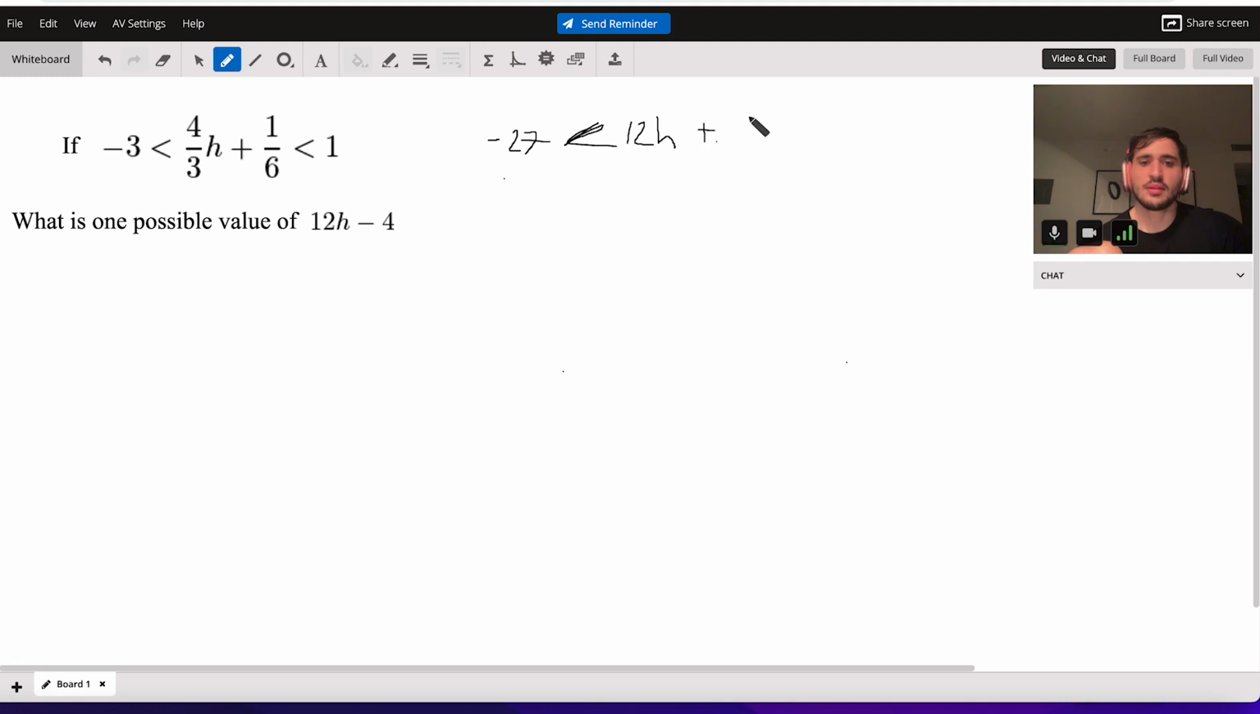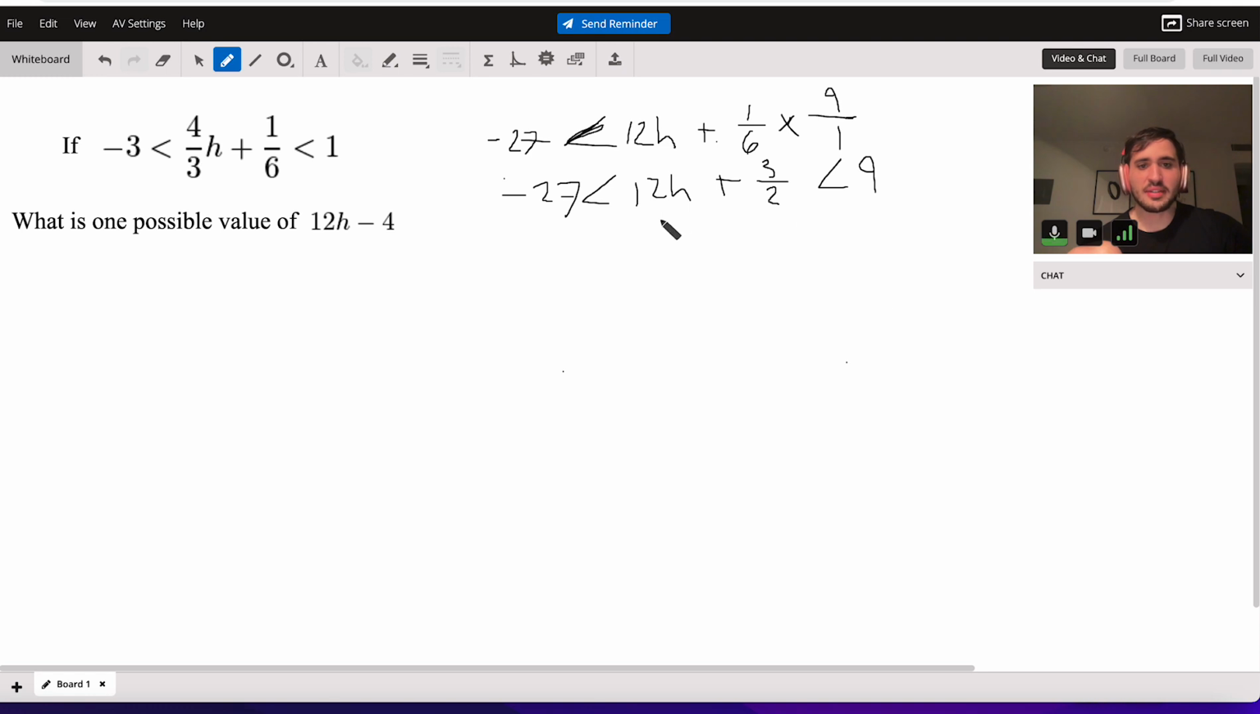1/6 times 9 is 9/6, which simplifies down to 3/2. And then 1 times 9 is just 9.